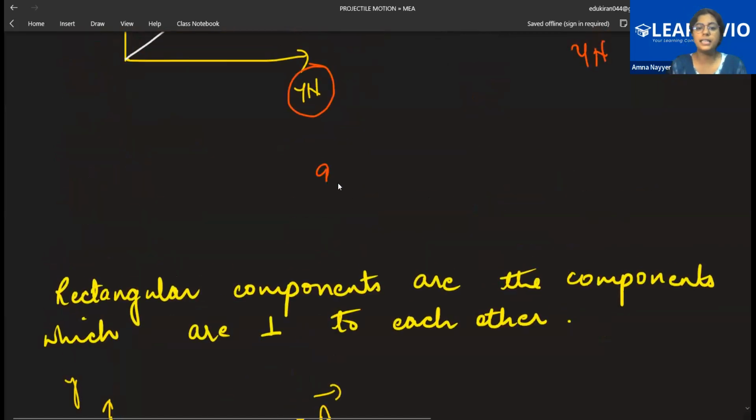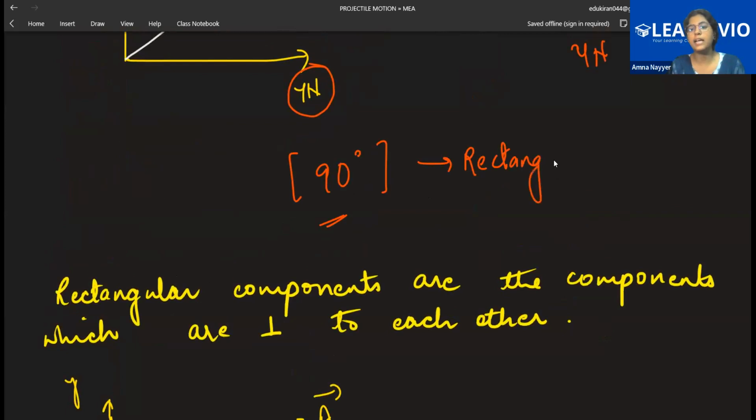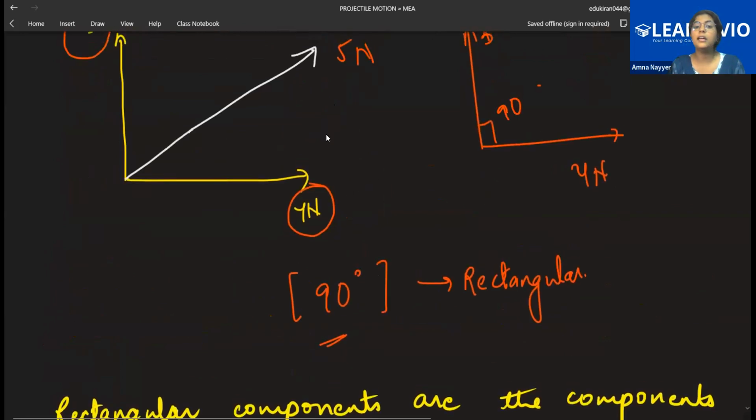Basically there has to be 90 degrees between them. Just keep this in mind: only 90 degrees will be called the rectangular ones. They are perpendicular to each other. Now how to split it? If 5 Newton has been split into 3 and 4 Newton, there has to be some mechanism. Why is 4 Newton not along the y-axis and why can 3 Newton not be along the x-axis? If I have written this along the x-axis, it means it will always be along the x-axis. We cannot interchange this.